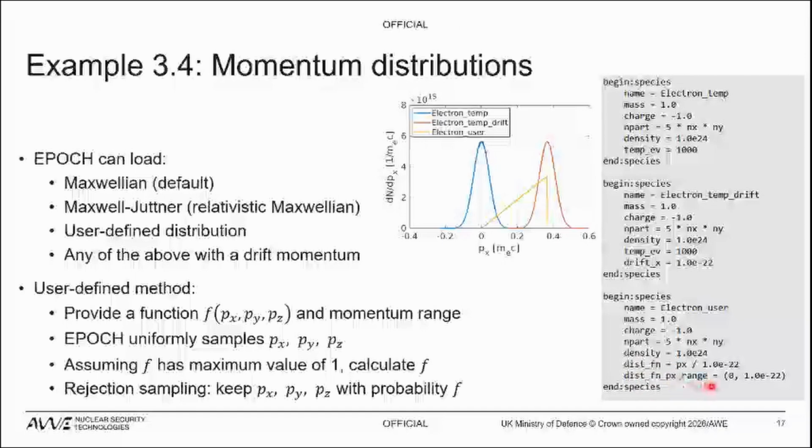So we'll say the momentum distribution will be in the range of 0 to 10 to the minus 22, and we'll have this function px divided by 10 to the minus 22. And what it will do is randomly sample a px in that range, substitute it into this function, and then use what we call rejection sampling to determine whether or not it keeps it. So we have a function which is proportional to px. That is the end result of what our momentum distribution looks like. And you can ask me more about that if you're interested in custom momentum distributions later. Most of the time, a simple Maxwellian is probably going to be good enough for what you want to model.